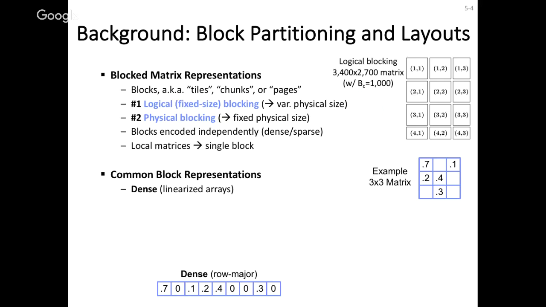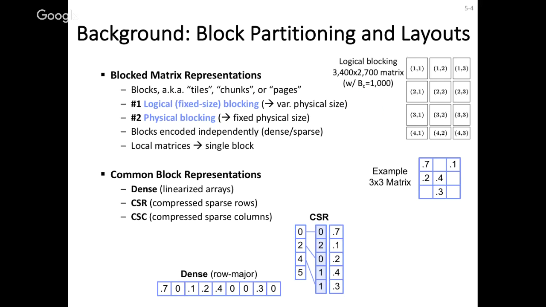Now, how do those block representations commonly look? Let's take an example. The easiest one is certainly a dense representation, where we usually just use linearized arrays. The most common sparse representation is the so-called compressed sparse rows, or CSR, where we have 3 arrays: row pointers, which are offsets into index and value arrays, then column index arrays, and finally a value array for the individual values.